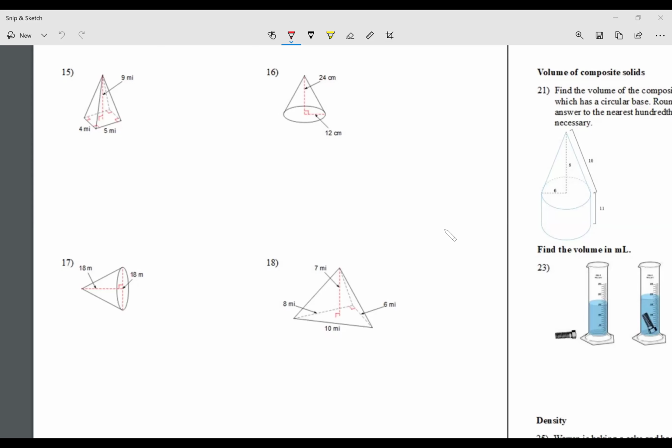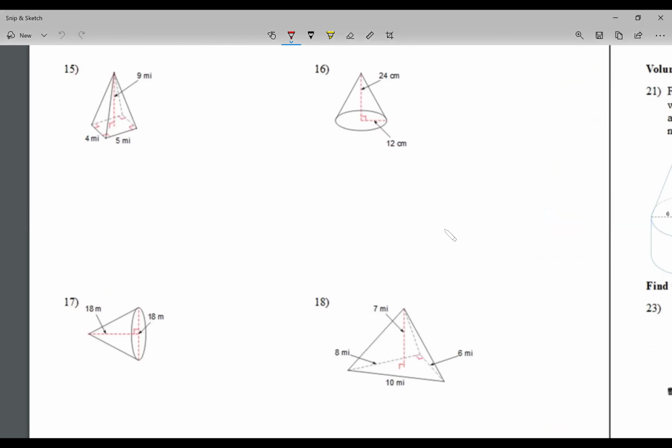Okay, so for today, I'm going to be working questions 15 through 18, which is the volume of pyramids and cones. Okay, pyramids and cones. I'm going to be able to find the volume of this. But let's see, yesterday, let me remind us of what we were talking on our previous one.